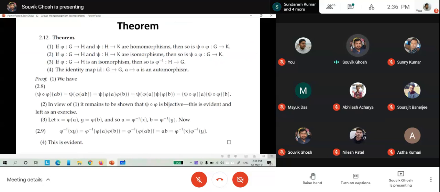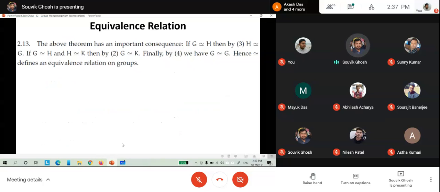So we have proved these four properties. If phi is defined from G to H and is a homomorphism, and psi, defined from H to K, is also a homomorphism, then psi composition phi is also a homomorphism. Now if phi from the set G to H and psi from H to K are isomorphisms, then the composition psi composition phi is also an isomorphism.